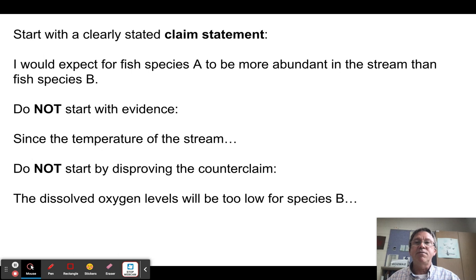So start with a claim statement. In this case, I would say, I would expect fish species A to be more abundant in the stream than fish species B. That's a very clearly stated claim. I flat out told you what I think the answer is. Here's what you do not want to do. Do not start with the evidence. Don't say, since the temperature of the stream is, no. That is not a claim. That's evidence. That comes afterwards. Make a claim first. Don't start by disproving whatever counterclaim somebody might make, like, well, the dissolved oxygen levels are going to be too low for fish. Don't do that. You are asked a question: which species do you think is going to be more abundant? Answer that. You say, I think it will be A.